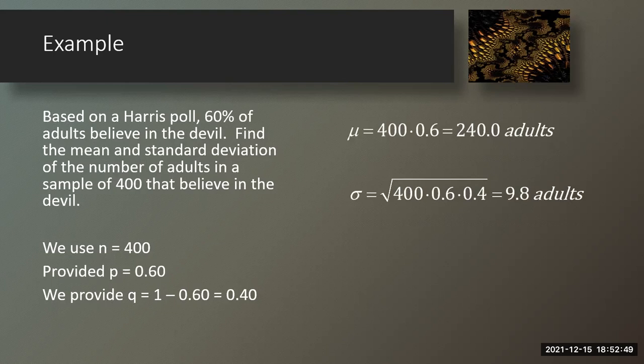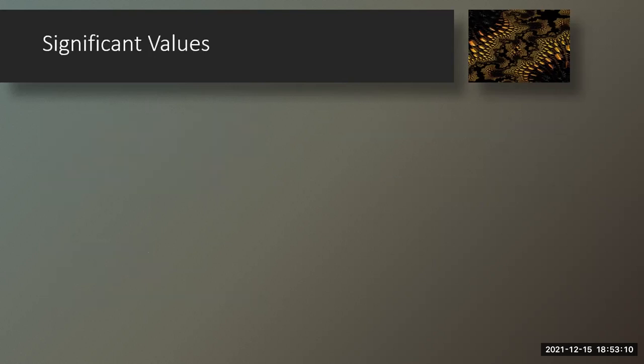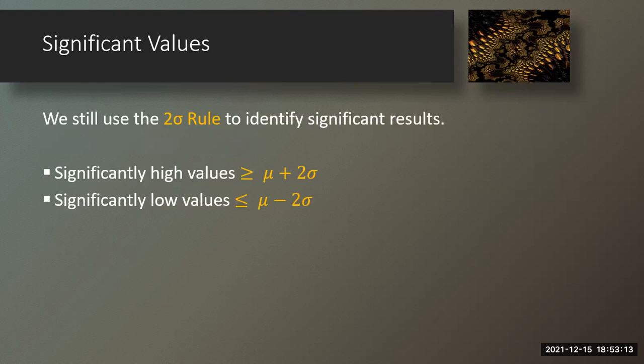400 times 0.6 is 240.0 adults. And when I put the n, the p, and the q inside the square root and find their product, I get 9.8 adults. And there we go. It's really that straightforward. And now once I have access to those, I can go ahead and again use those values to find the level for significantly high and significantly low values. So I say 2 sigma rule there, but that's that rule of thumb, the range rule of thumb.